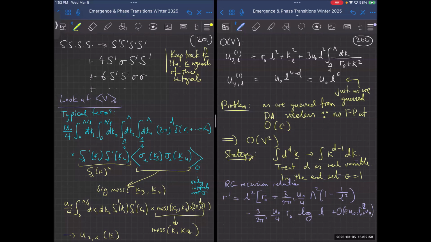And then U prime over 4 is equal to L to the epsilon times u naught over 4, minus 9 over 2 pi squared u naught over 4 squared logarithm of L, plus order epsilon cubed, stuff like that. Okay, so those are the renormalization group recursion relations.